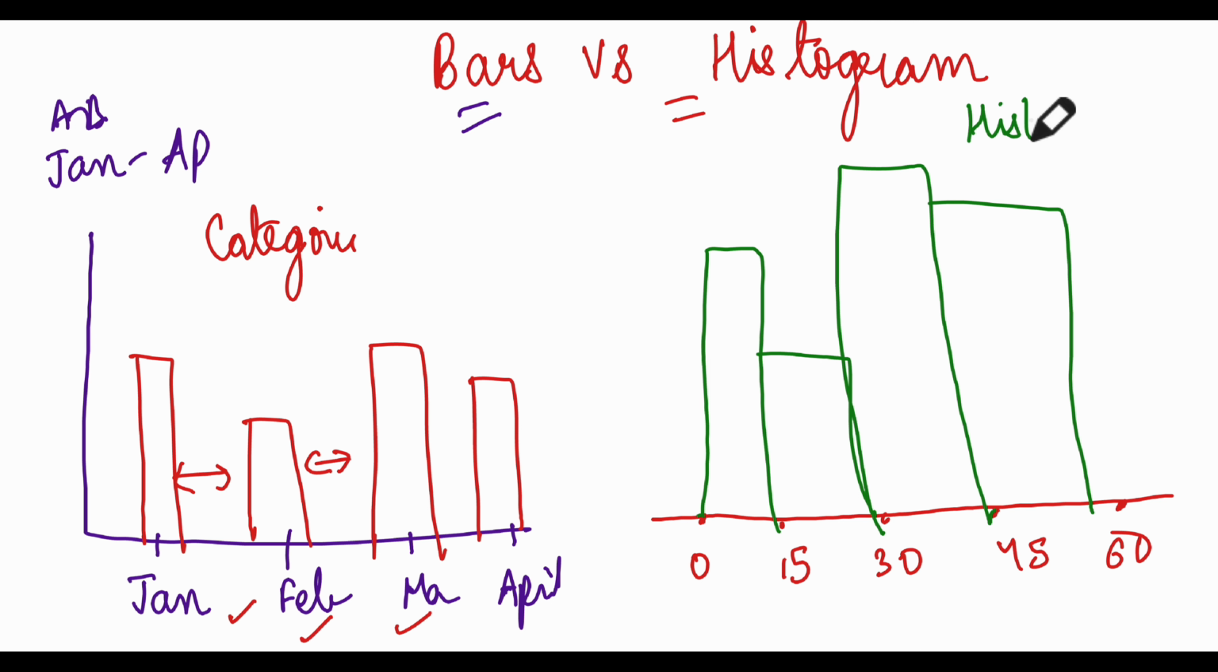In a histogram, the x-axis is not categorical. So for example, it is a continuous variable. Okay, it is a continuous variable. So that's why you don't see any spacing between these two. So this is the major difference.